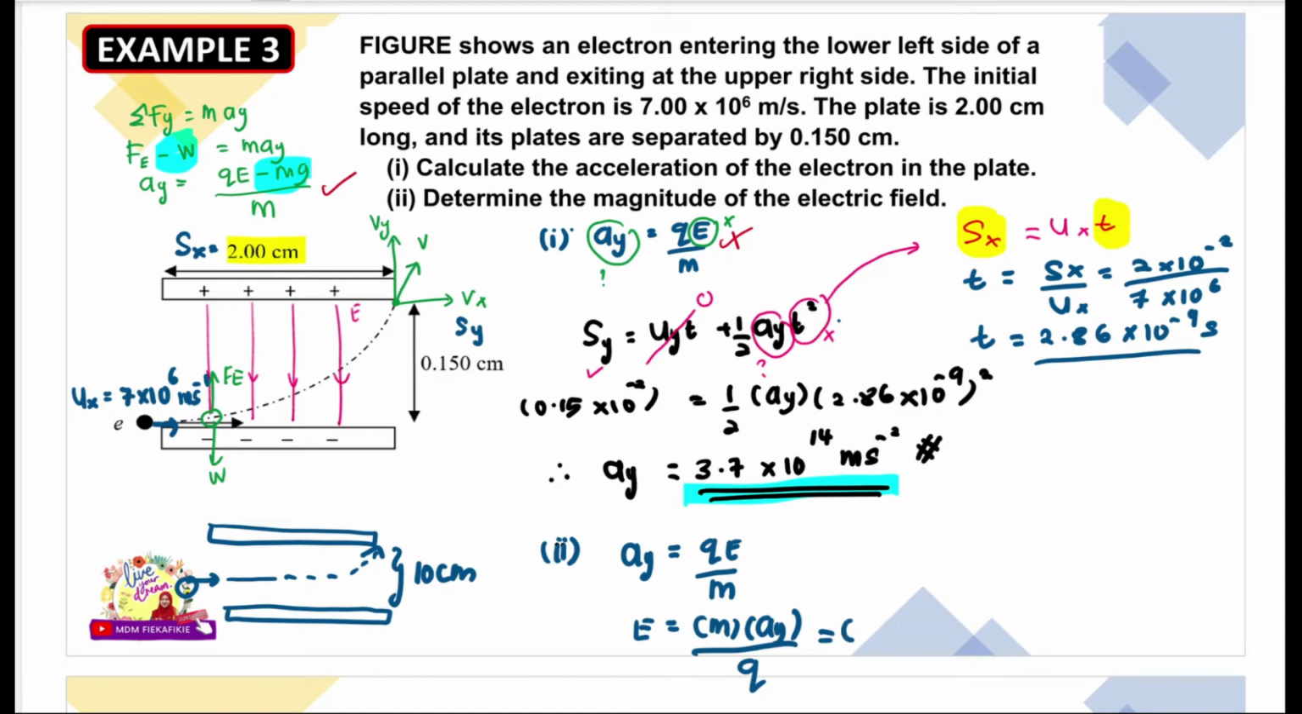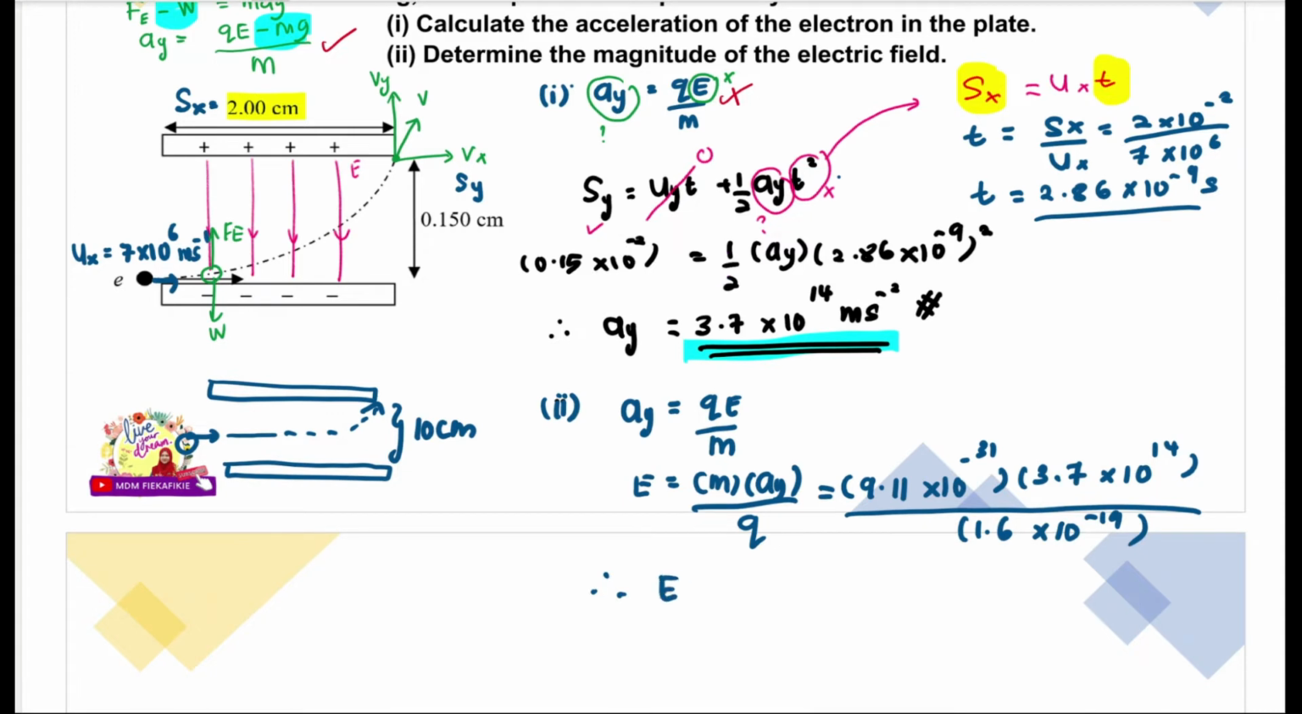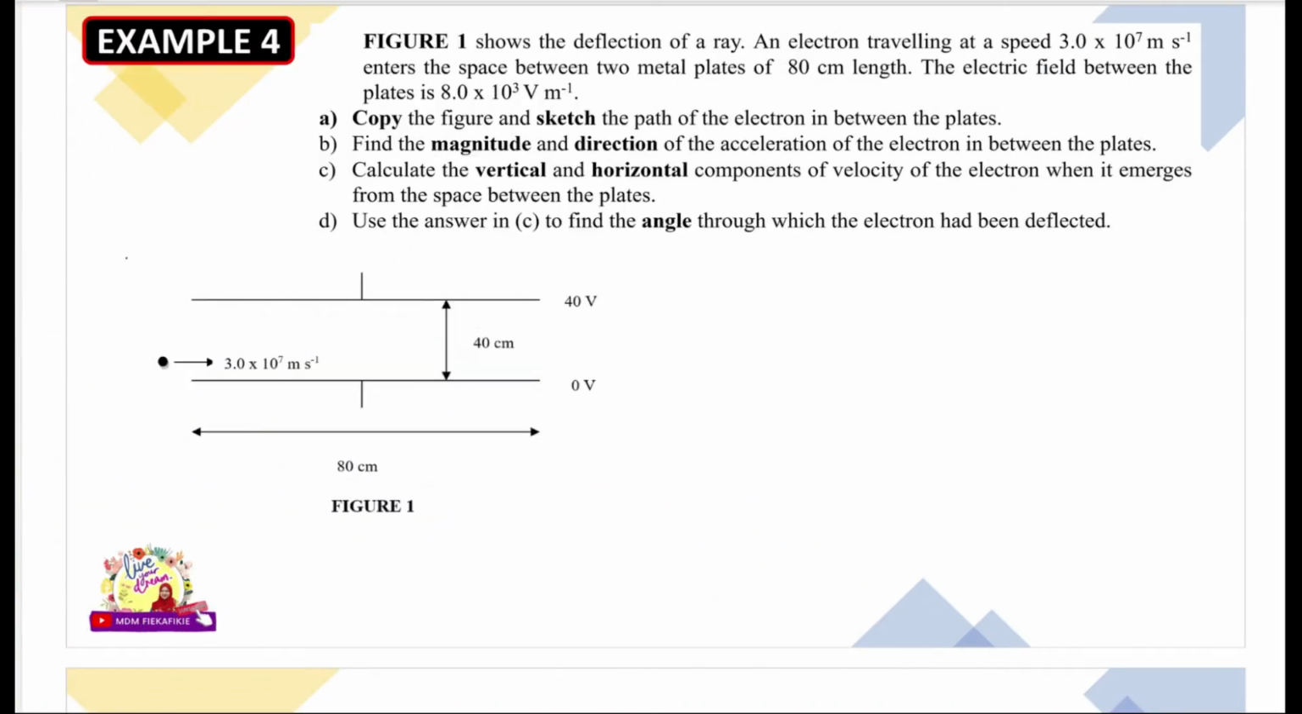Okay, so kita dapatlah, masukkan saja nilai dia. M dia adalah 9.11 times 10 power of negative 31 and 3.7 times 10 power of 14. Okay, kita dapat tadi kan. So Q dia adalah 1.6 exponent negative 19. Okay, therefore dapatlah jawapan dia iaitu 2.1 times 10 power of 3 Newton per Coulomb. Okay, so finish example number 3. Alright, next question, question number 4.